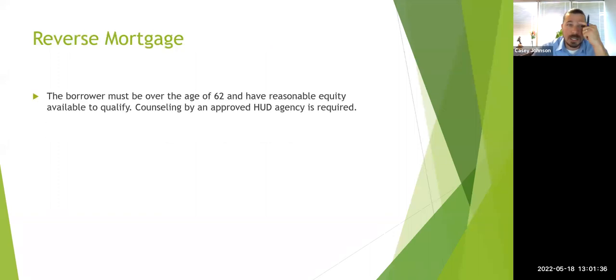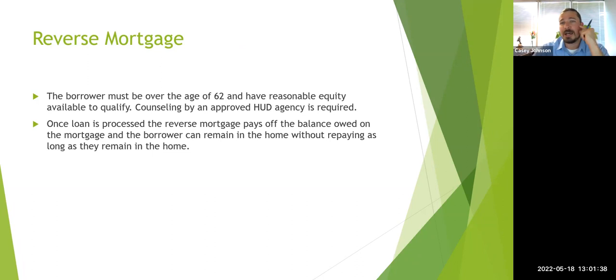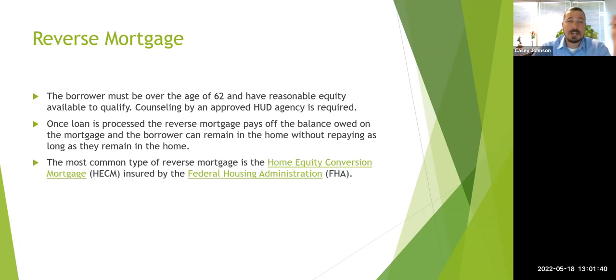Reverse mortgage. If your client is over 62 and has equity in the house, they could get a reverse mortgage where the servicer either pays them monthly or pays them a lump sum. A very important factor is that they do not get to keep the house, and their heirs do not get to keep the house. It will go back to the bank when that person either dies or can't live in that house anymore, goes into a nursing home, for example.